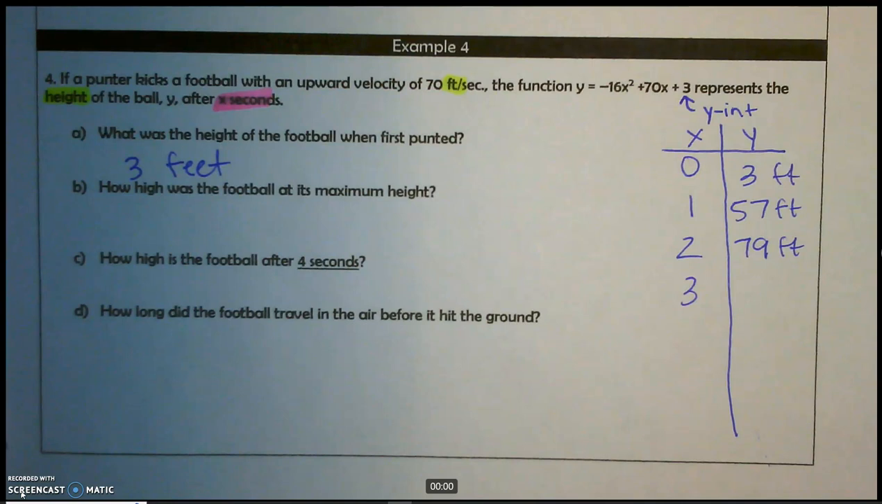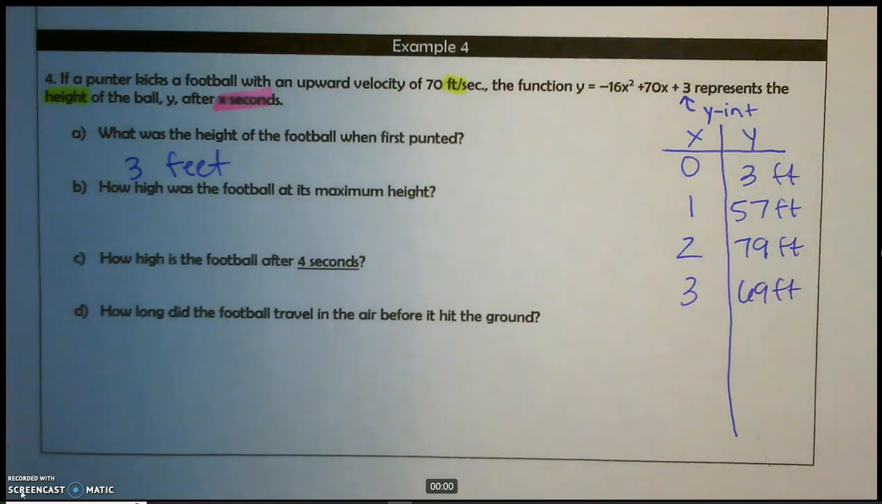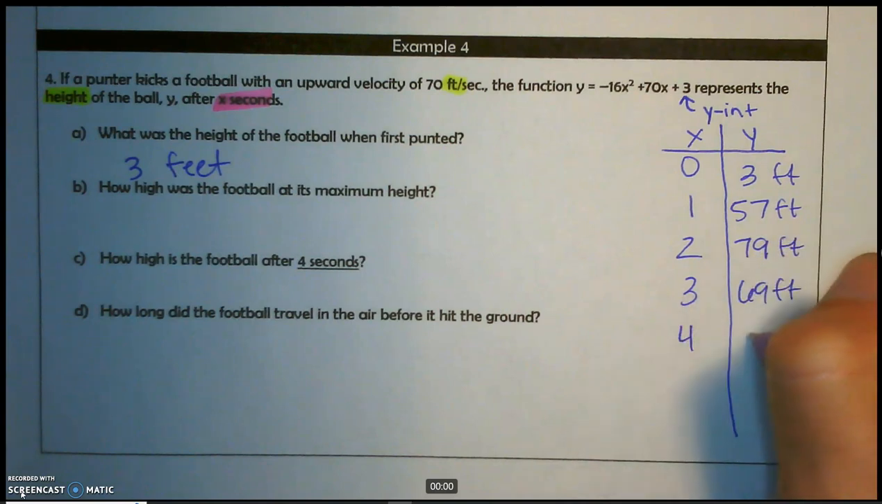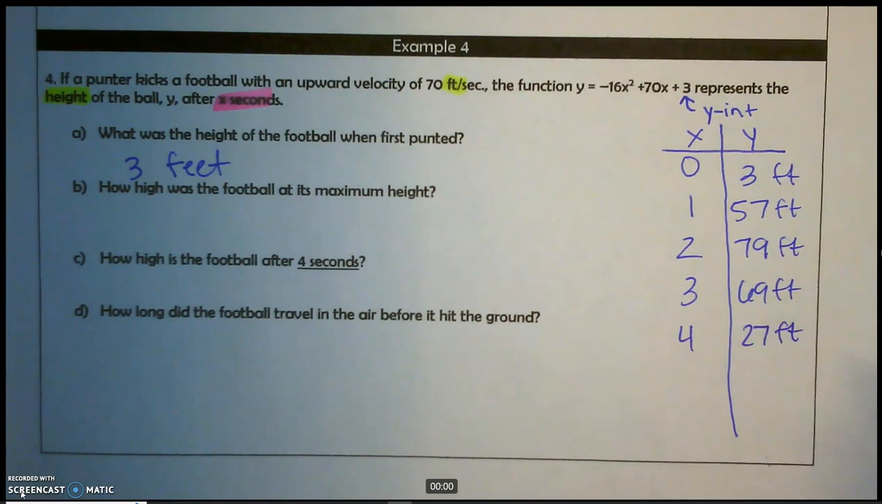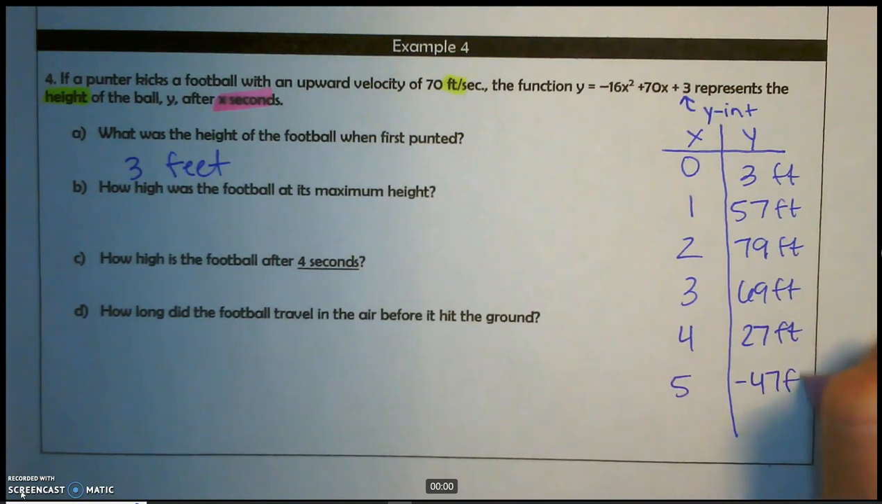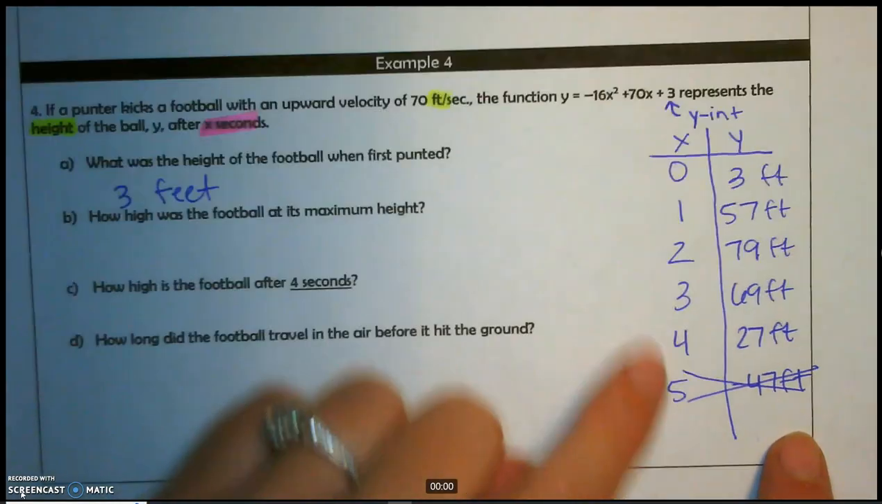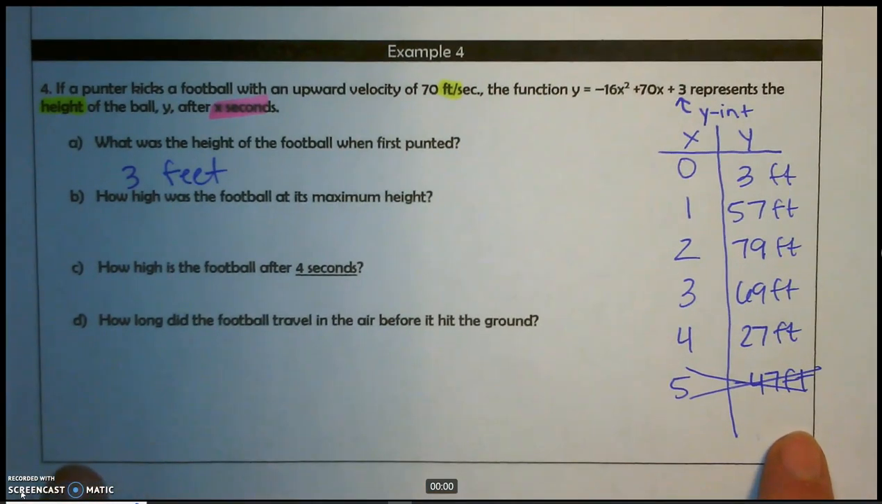3 seconds in, it's at a height of 69 feet. And 4 seconds in, it's at a height of 27 feet. And 5 seconds in, we're at a height of negative 47 feet, which I'm just going to make the note that really doesn't make sense in terms of the context. So we know somewhere in between 4 and 5 seconds is when this really hits the ground.